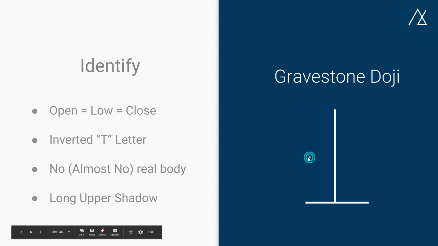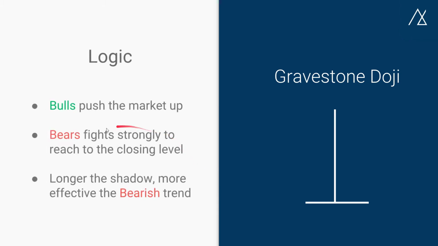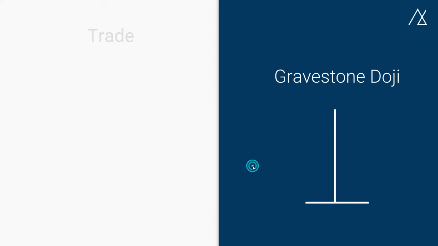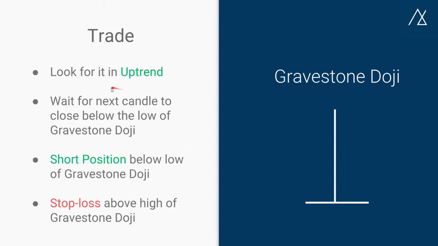What is the logic? Again, the logic is almost similar. The bulls push the market up, but the bears fight strongly to reach the closing level. The longer the shadow, the more effective the bearish trend, right? And how are we going to trade on Gravestone Doji?